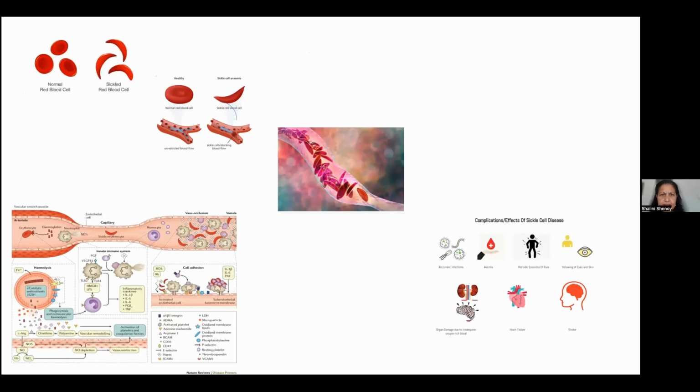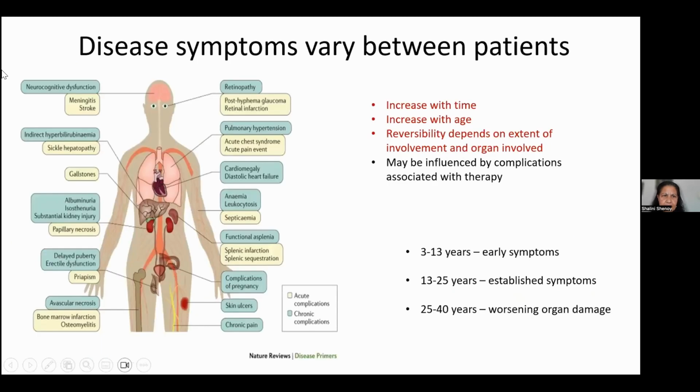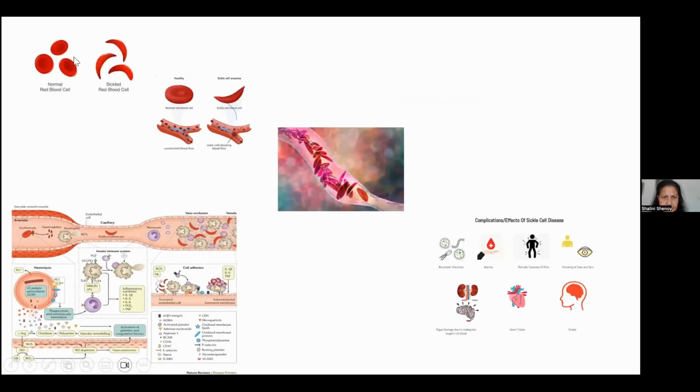So I'm going to start off with just something that you've all been talking about, the fact that we have sickle cells that go into the blood vessels and cause a lot of damage within the blood vessels. And of course, this affects all the organs in the body, some more than others.